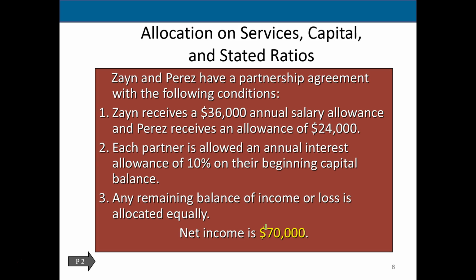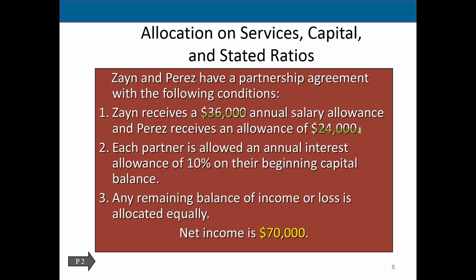So Zane and Perez have a partnership agreement with the following conditions. Zane receives a $36,000 annual salary allowance, and Perez receives an allowance of $24,000. Now we call this services and a salary allowance, but in a partnership, notice we're not going to issue a W-2 on this. We're not going to have it be part of payroll, but we're going to allocate this lump sum based on the idea that it's like a salary. So it's still going to be a distribution, even though we're using the term salary allowance. It's not a W-2 salary, so keep those two things separate in your head. It's just a way to help us allocate.